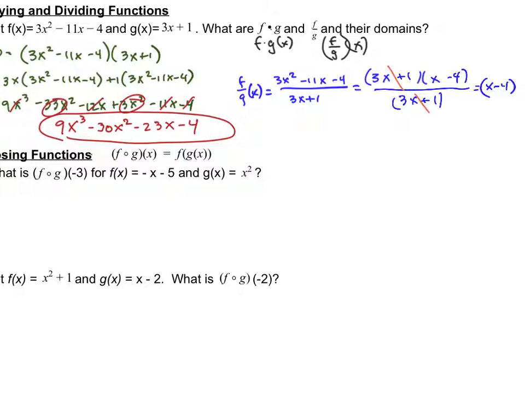Domain. What would cause this to be a not true statement? Well, if we look at that denominator, if x is negative 1/3, we would get 0 in the denominator, which is not possible. So in my domain, x cannot be equal to negative 1/3. That's a limitation on my domain.